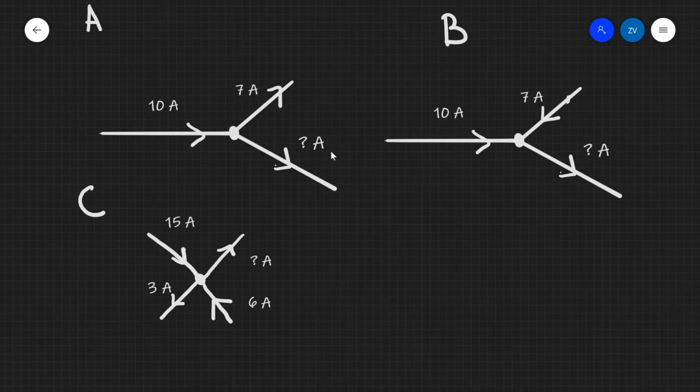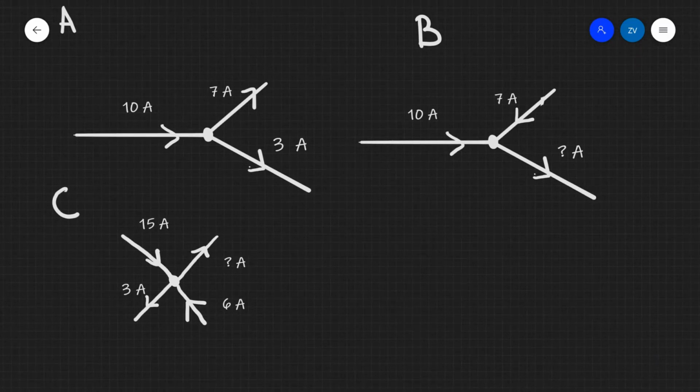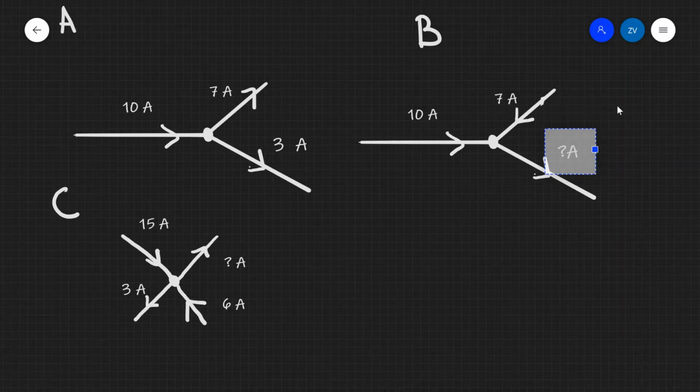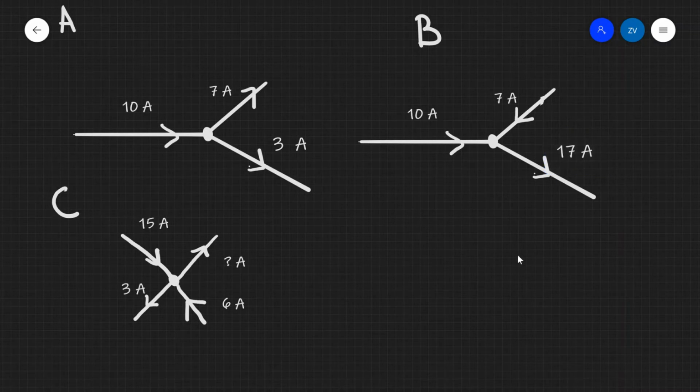Okay, now let's have a look at those answers. In the first case, this answer here is 3 amps. So we can see that if 10 amps are going to a junction and 7 amps are coming out, then we're only going to have 3 amps leaving the junction as well. In the next case, which is case B, notice that we have changed the direction. In this case, we have 10 amps going into the junction and 7 amps going into the junction. So that means that we must have 17 amps leaving the junction, like so.